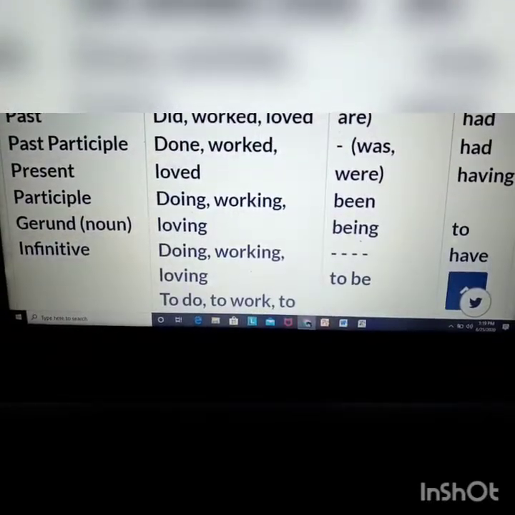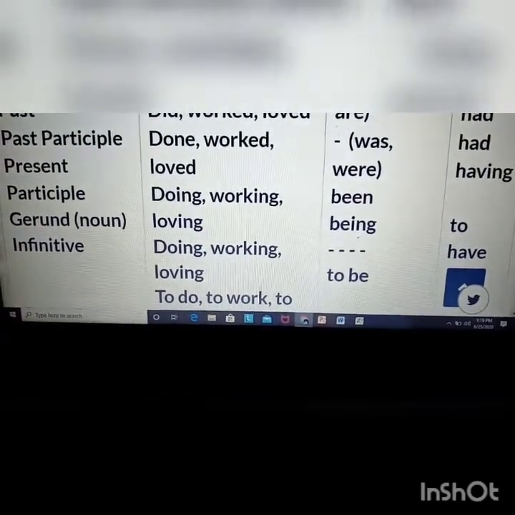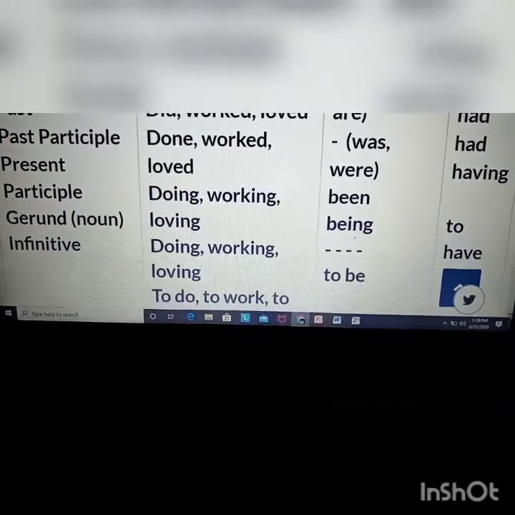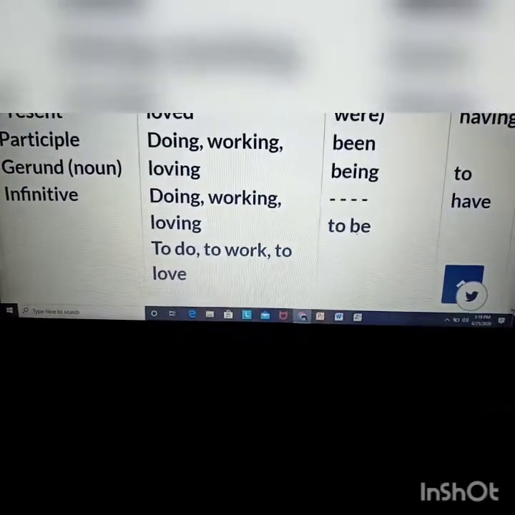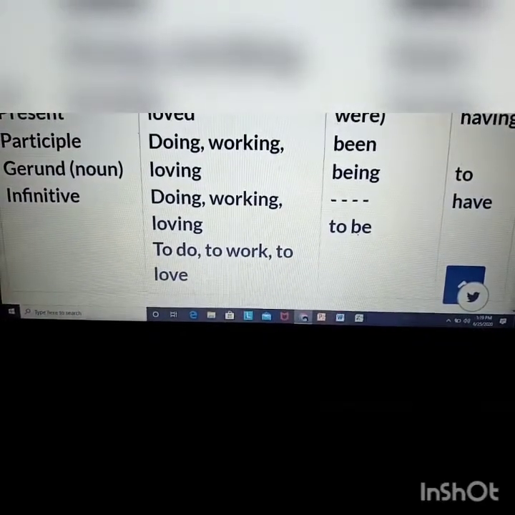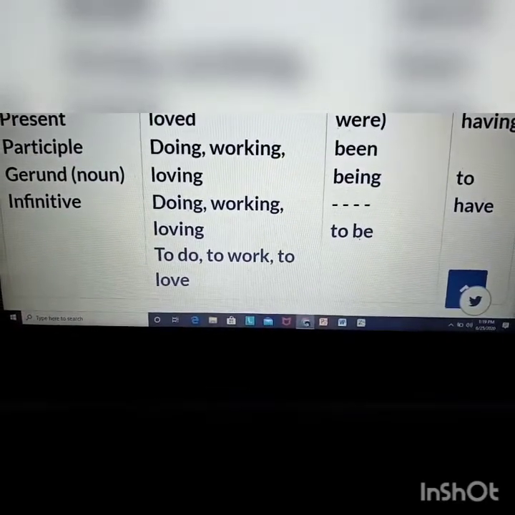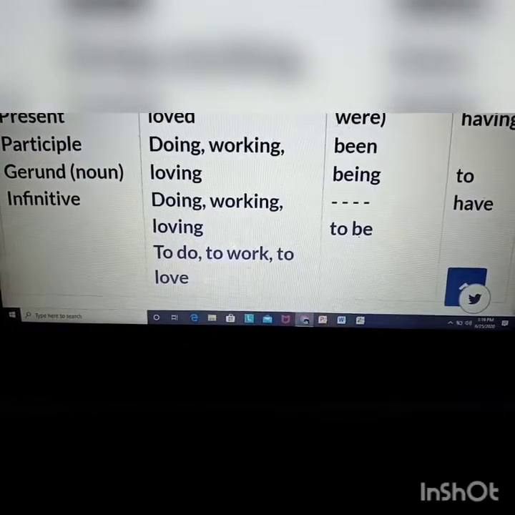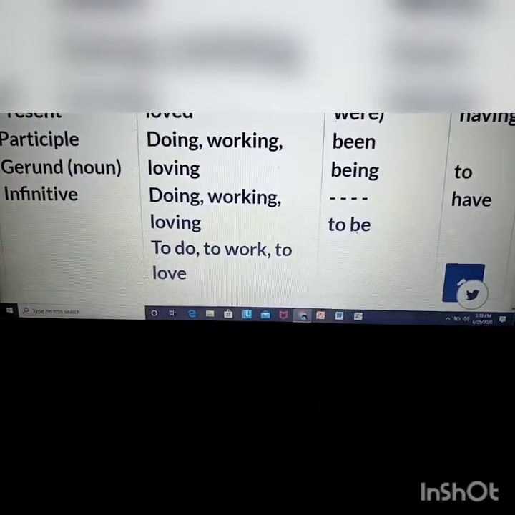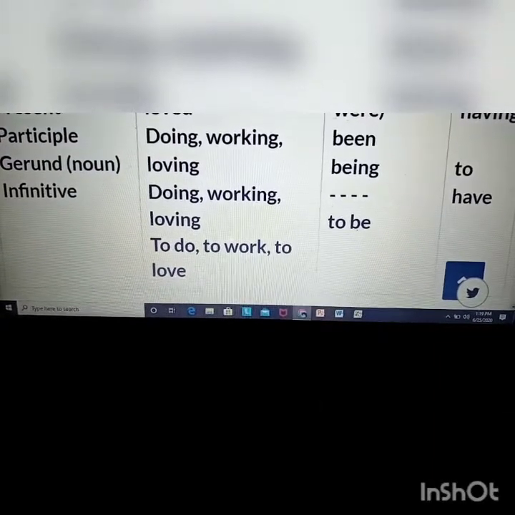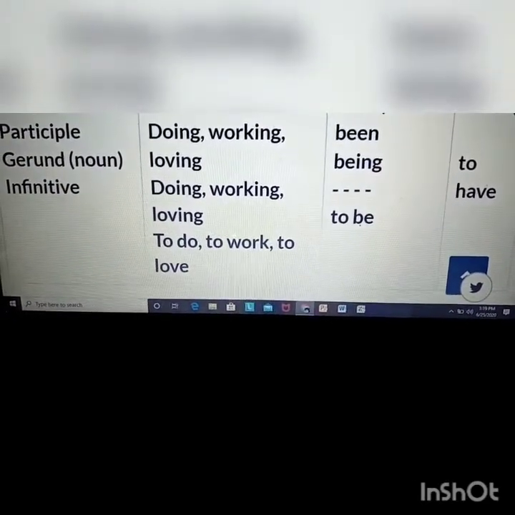Then next is present participle. What is the present participle? Present form of verb plus ing. That means doing, working, loving, being, having. Here we can see on the screen. The next one is gerund. Gerunds are doing, working, loving, having. Infinitive: to plus base form of verb. Infinitive: to do, to work, to love, to be, to have.